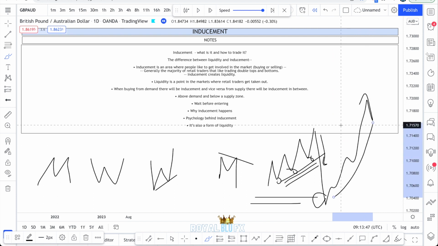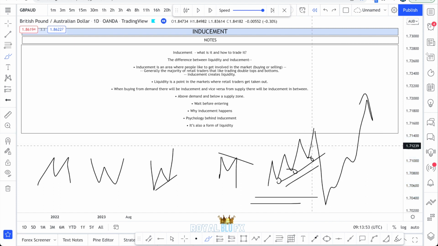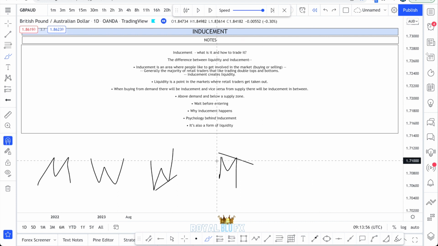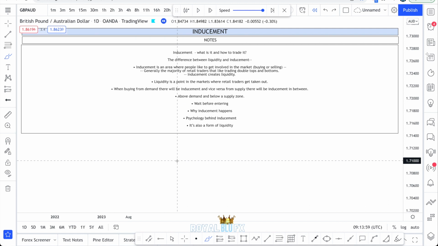So once again, inducement is just an area where people heavily get involved in buying, which essentially is your 99% of the retail traders in the market who buy and sell way too early or way too late, out of fear, out of greed. So what is liquidity? Liquidity is a point in the markets where retail traders get taken out.